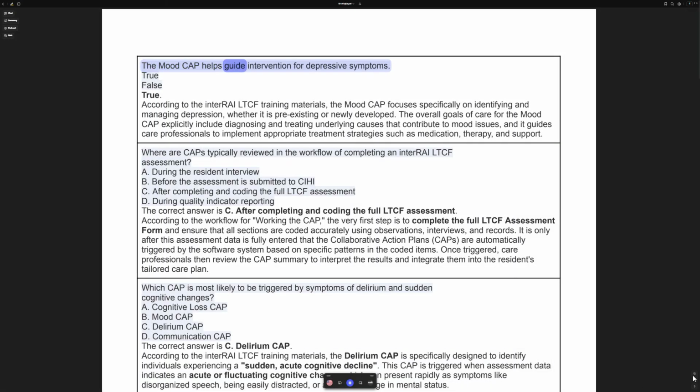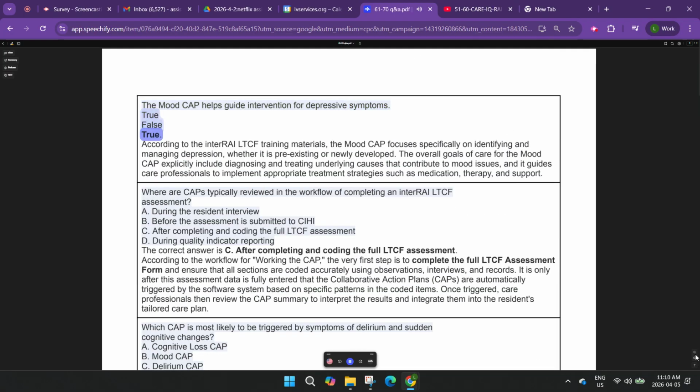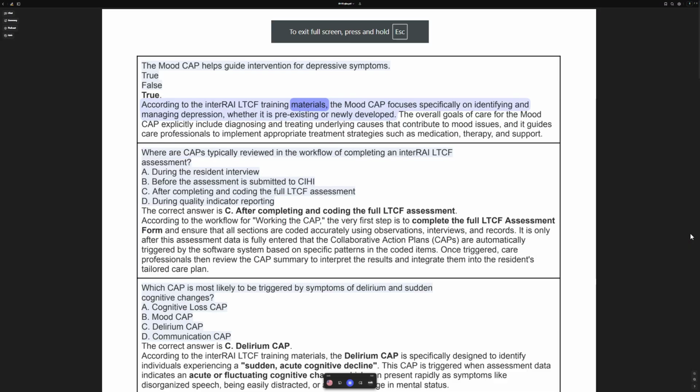The mood CAP helps guide intervention for depressive symptoms. True, false, true. According to the RAI training materials, the mood CAP focuses specifically on identifying and managing depression, whether it is pre-existing or newly developed. The overall goals of care for the mood CAP explicitly include diagnosing and treating underlying causes that contribute to mood issues, and it guides care professionals to implement appropriate treatment strategies such as medication, therapy, and support.